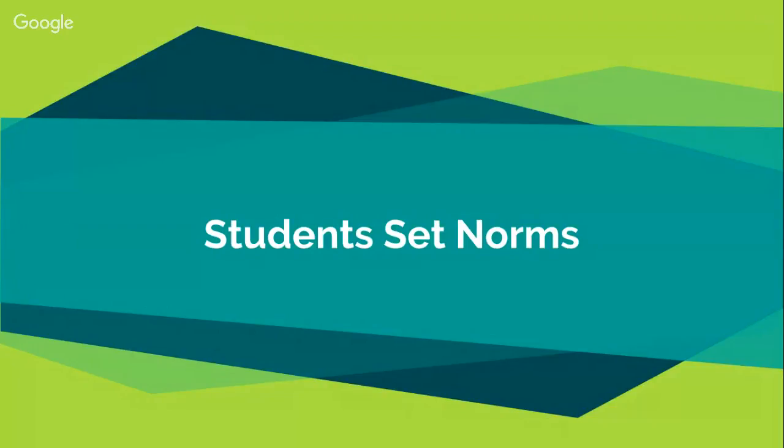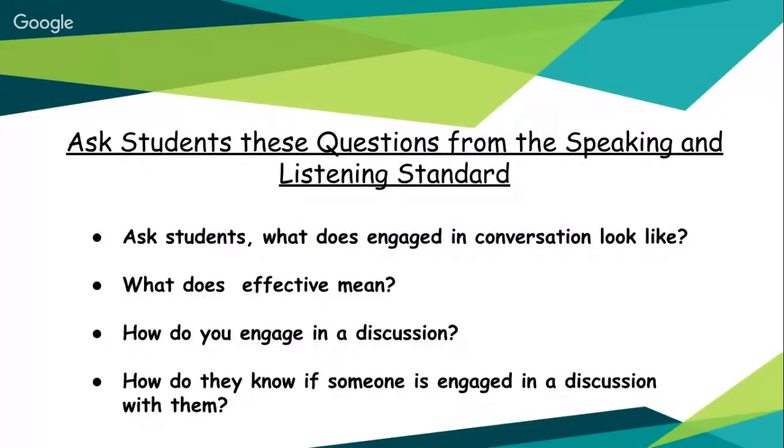I did it with all of my students, and I asked them as they came in. I do a lot of pull-out. When my students came in, we talked about what does engaged in a conversation look like? Give me examples of times that you've had a good conversation with a family member, or outside, or even at dinner time. And I posed this question: how do you know if someone is engaged in a discussion with you?